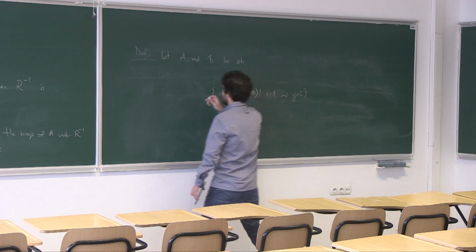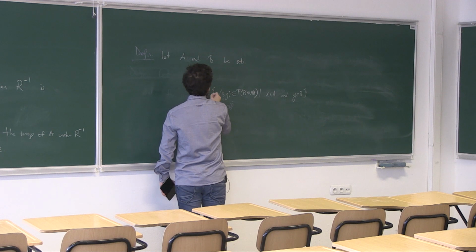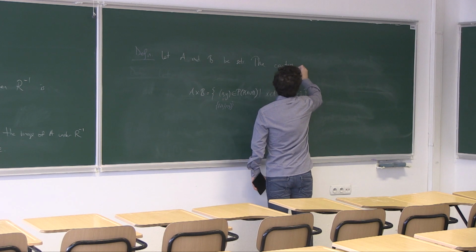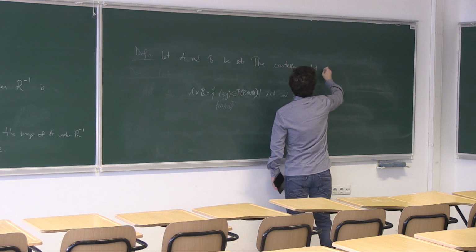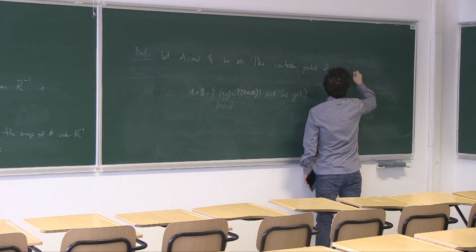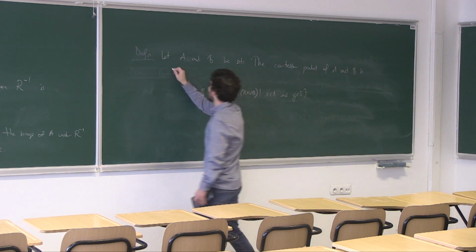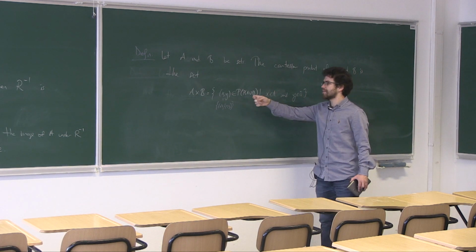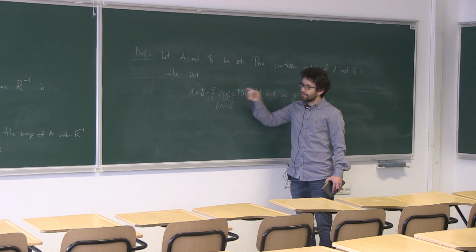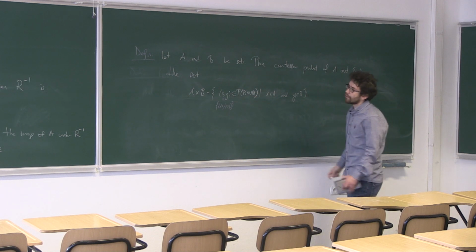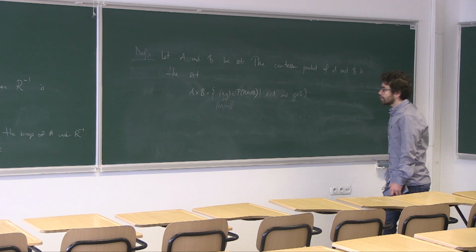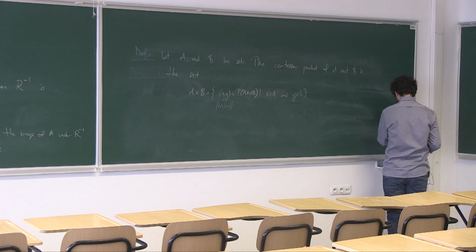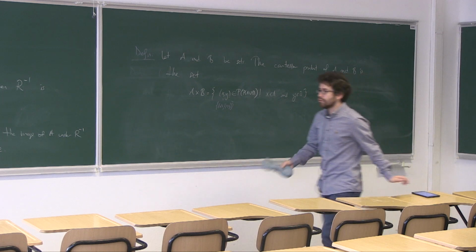This set is called the Cartesian product. The Cartesian product of A and B is the set of all ordered pairs such that the first component comes from A and the second component comes from B. Okay? So let's keep this on board and introduce more terminology.